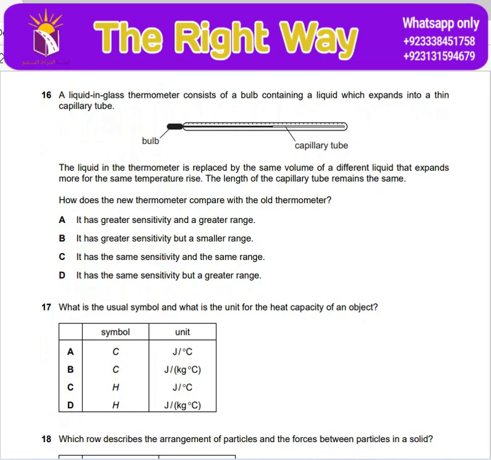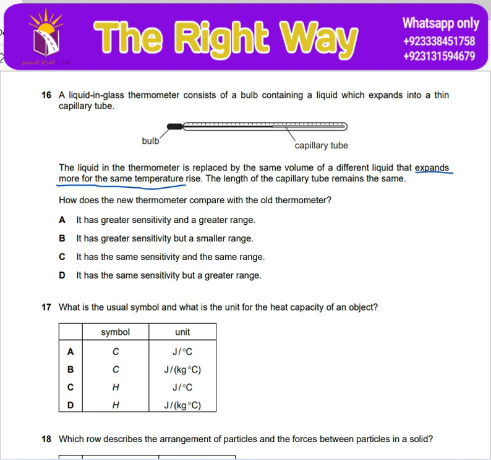Question number 16. A liquid in a glass thermometer consists of a bulb containing a liquid which expands into a capillary tube. The liquid in the thermometer is replaced by the same volume of a different liquid that expands more for the same temperature rise. The length of the capillary tube remains the same. How does the new thermometer compare to the old thermometer?